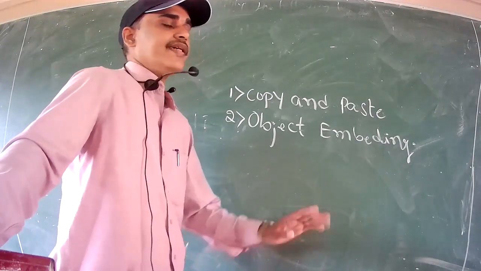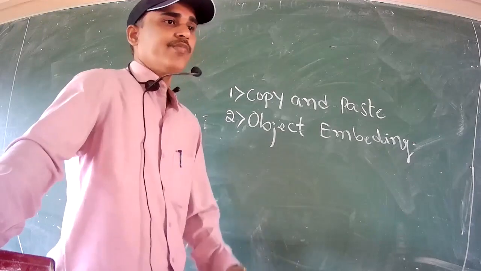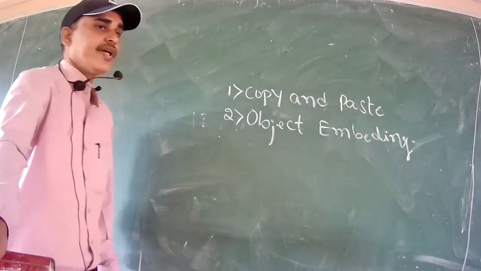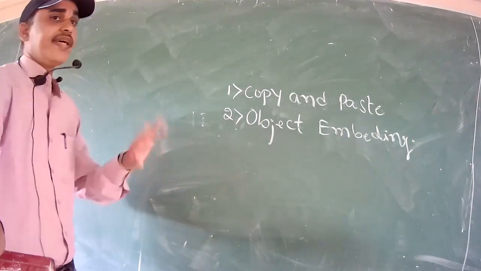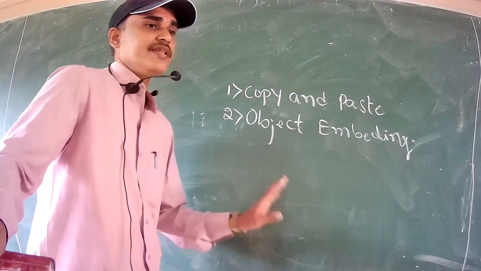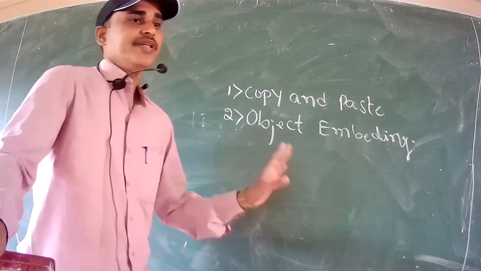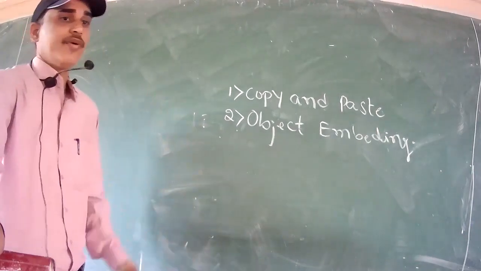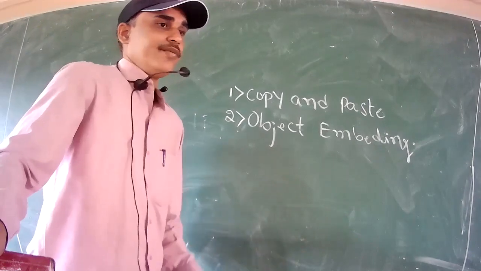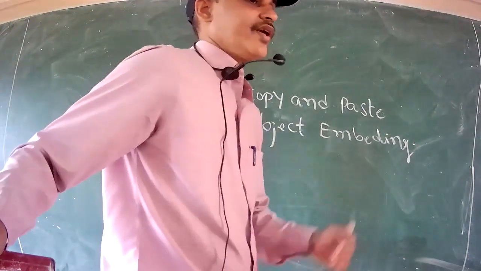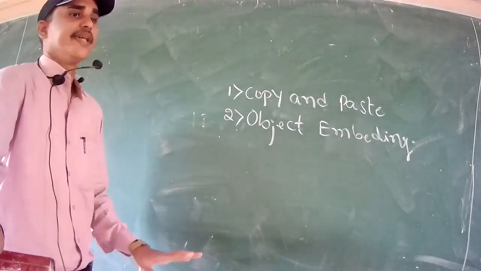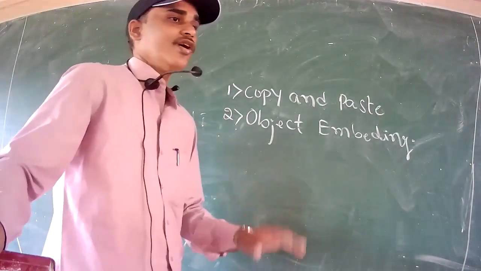Let us take the same example of transferring a chart from MS Excel to MS Word, by using the object embedding method, not by using the copy and paste method, which is the simplest method but has some disadvantages. So we are going for the object embedding method now. In this method, if you want to transfer data, for example worksheet data or a chart, that is considered as an object.